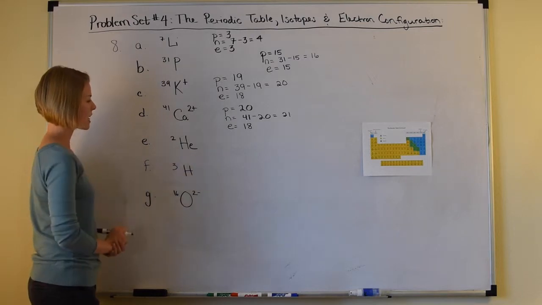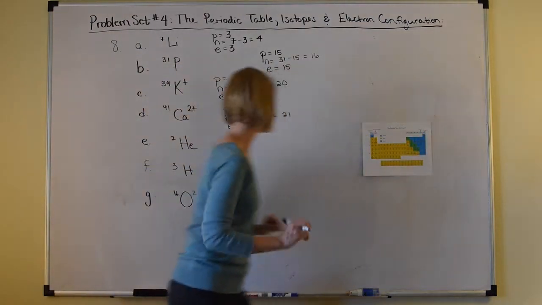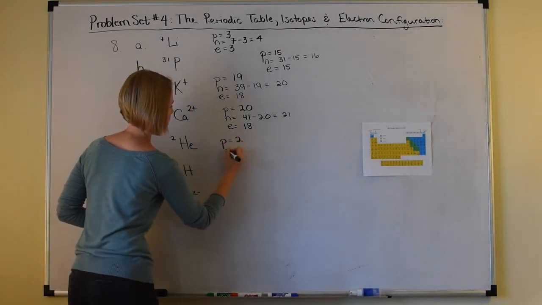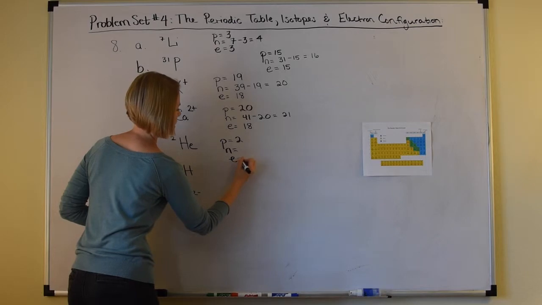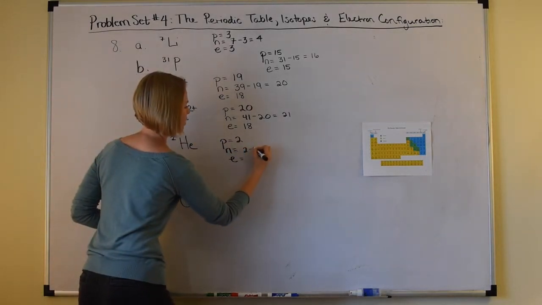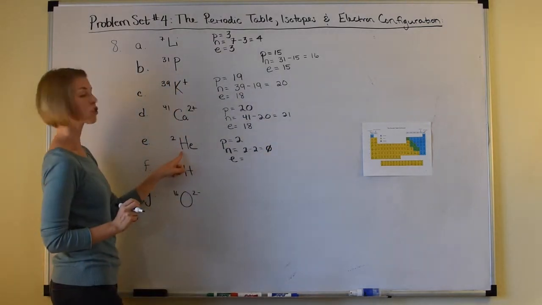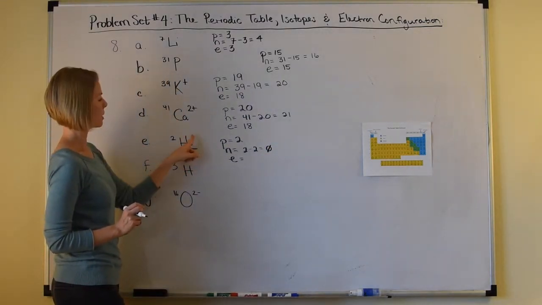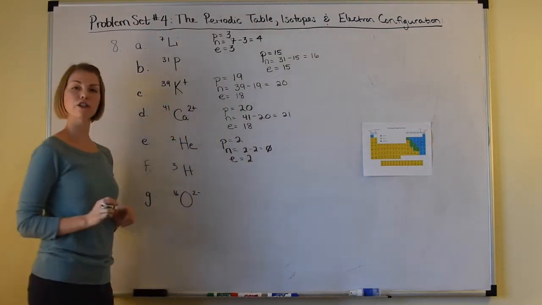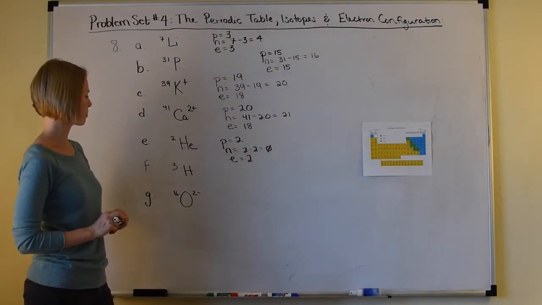All right, helium here. The atomic number for helium is 2, so protons equal 2. Okay, so the neutrons, 2 minus 2, must be 0. And the electron in this case would be equal to the number of protons. So 2 negatively charged electrons and 2 positively charged protons.